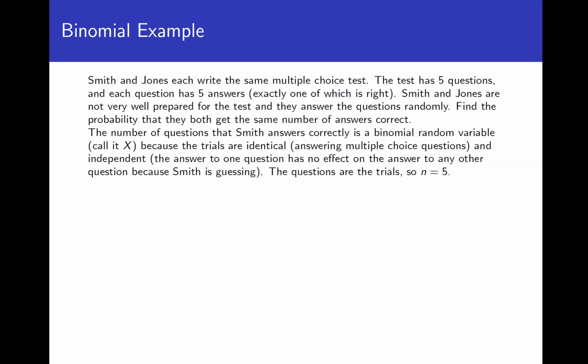All right. So the questions are the trials, so our n is 5. And success is answering correctly. Well, there's one choice that's correct out of the 5, so p is 0.2.